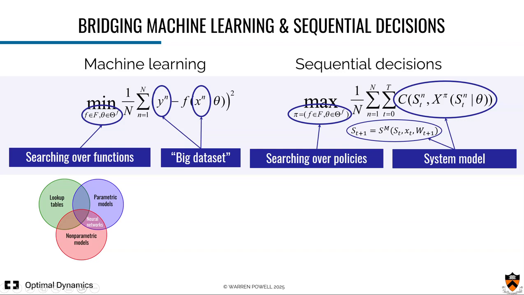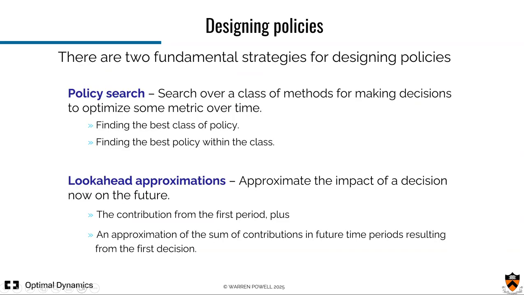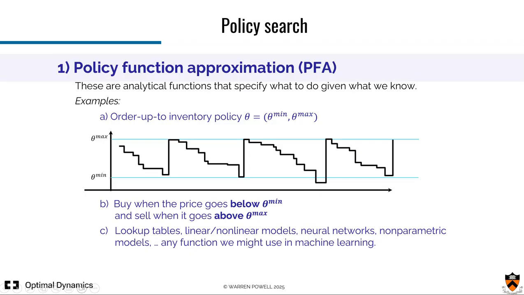So now what we have to do is address the question, how do I search over policies? So there are two fundamental strategies for designing a policy. The policy search strategy takes some function that does not plan into the future and tunes it to make it work well over time. The look ahead does plan into the future to make decisions now. Both of these strategies I'm going to divide into two classes, creating the four classes of policies. So let's start with policy search.